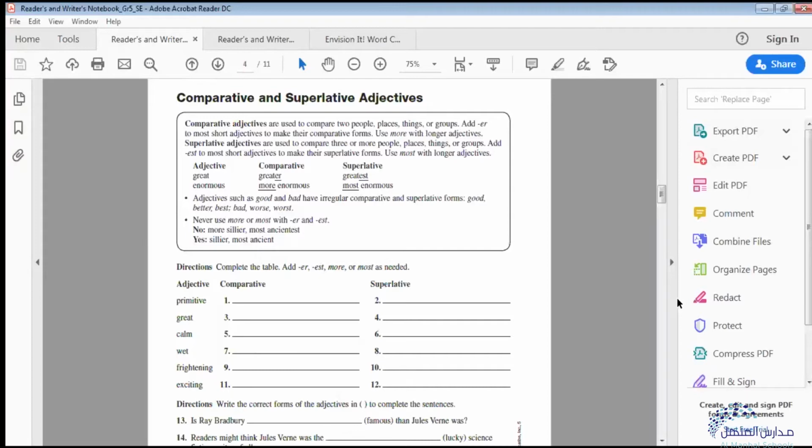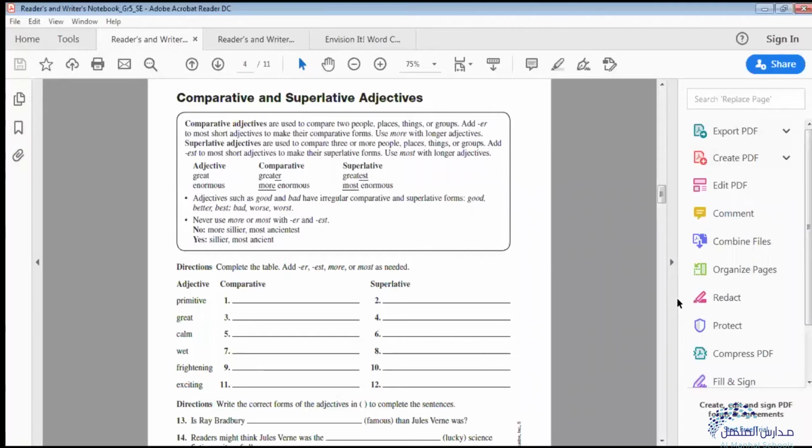When it is superlative, you add est to the short adjectives and you add most to the longer adjectives. For example, you say this test is the easiest I have done. The adjective easy ends in y, so to make it superlative, we drop the y and add i and add est: easiest. You are comparing this test to all the other tests. It is the easiest that you have done.